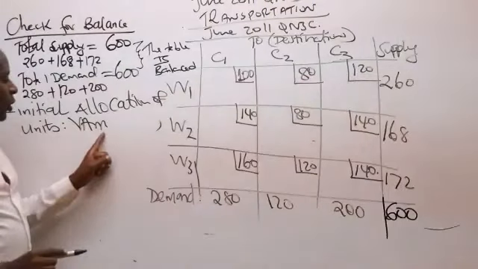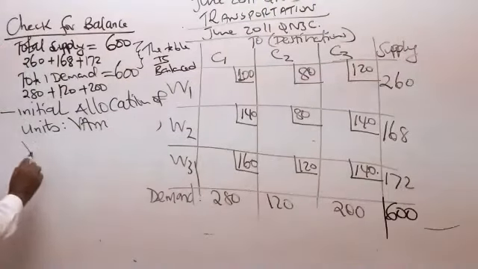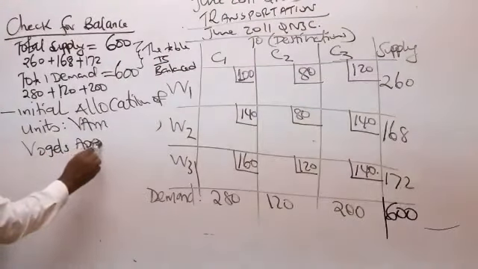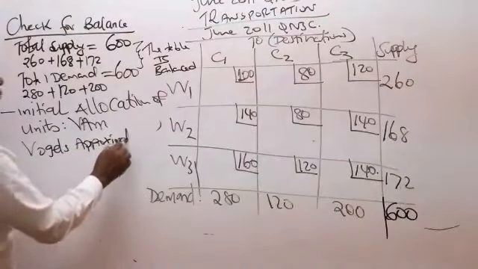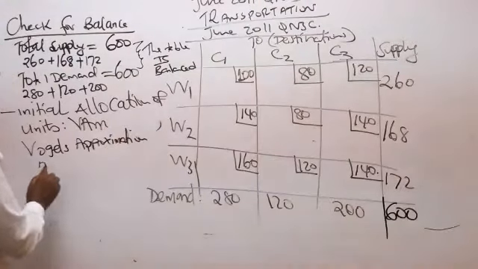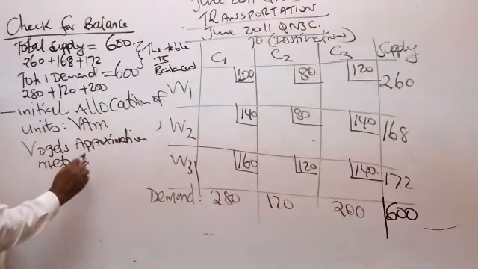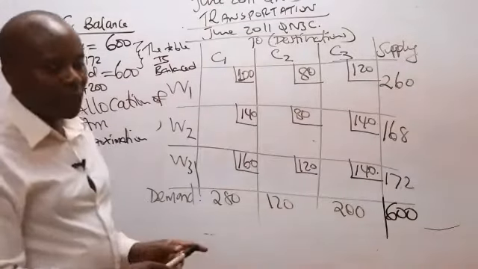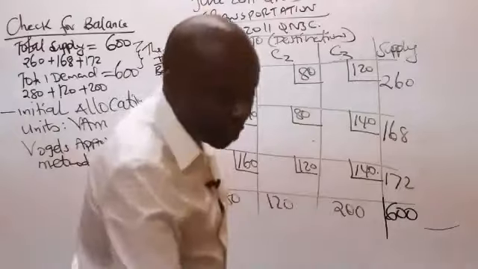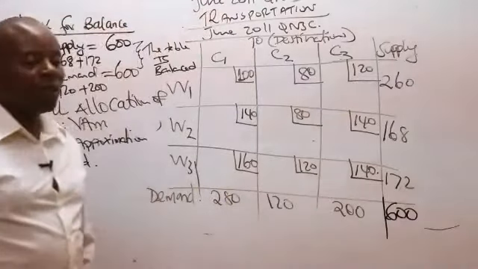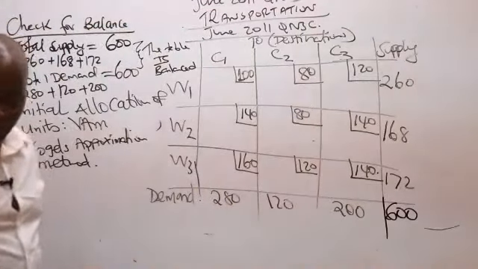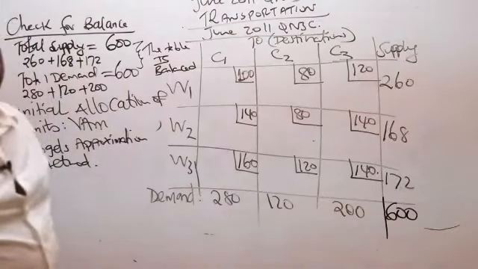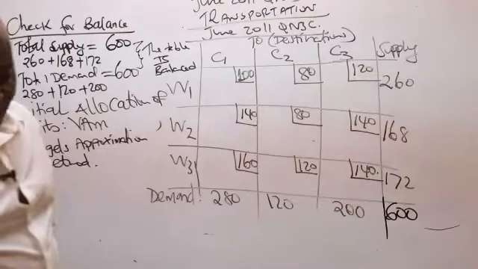VAM stands for what in full? VAM stands for the famous Vogel's approximation method. Vogel's approximation method.